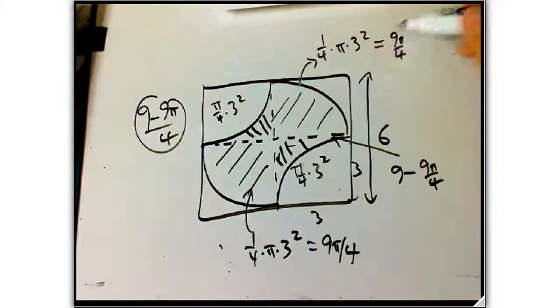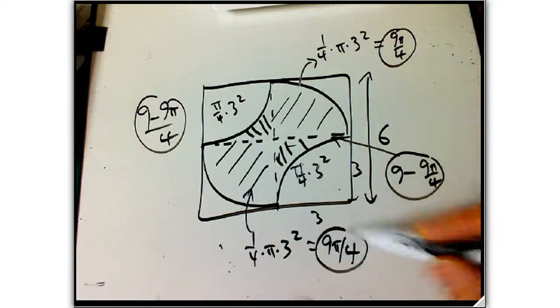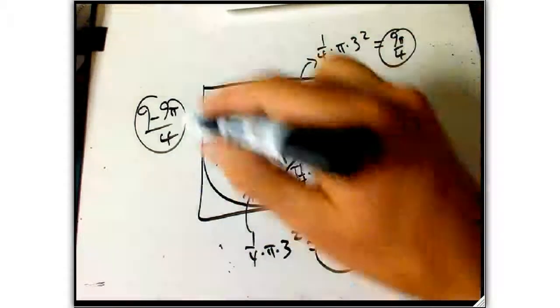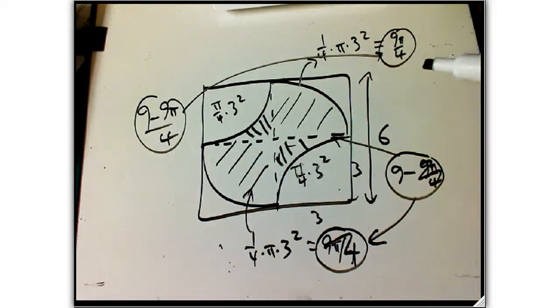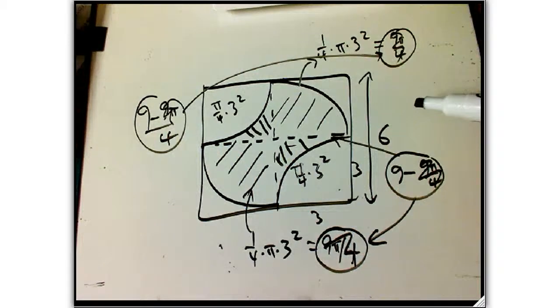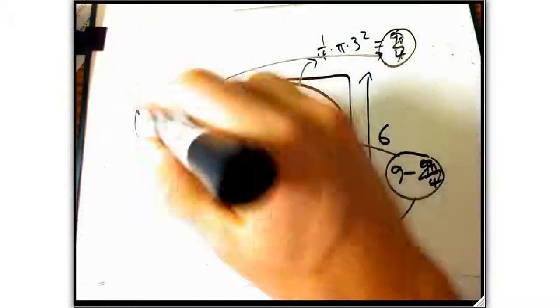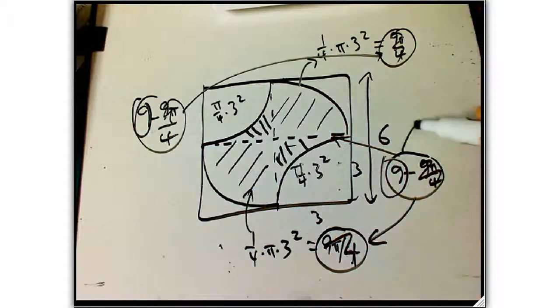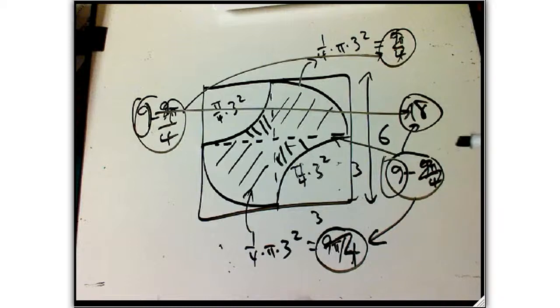And you could add these up. That is not a horrible way to do this, but notice what happens. When you add these guys together, the 9 pi over 4's cancel. And when you add these guys together, the 9 pi over 4's cancel. And so what are you left with? Just a 9 plus a 9 is 18. There must be a simpler way to do that. It's such a simple answer, and it doesn't even involve pi.